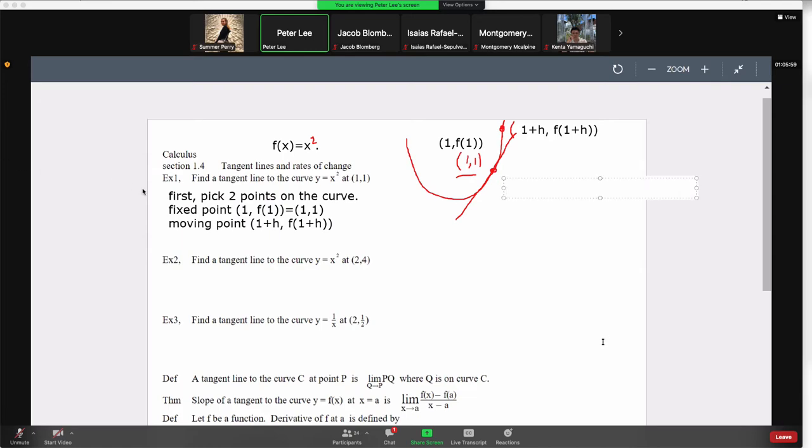Now, what is the slope of the line? The slope of the secant line. Now, what is the secant line? Do all of you know what a secant line is?